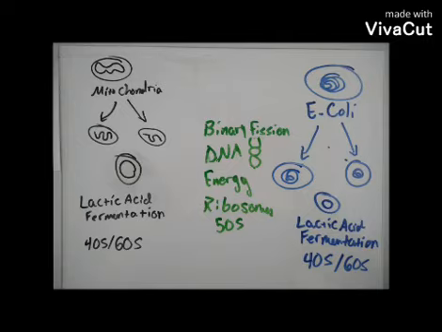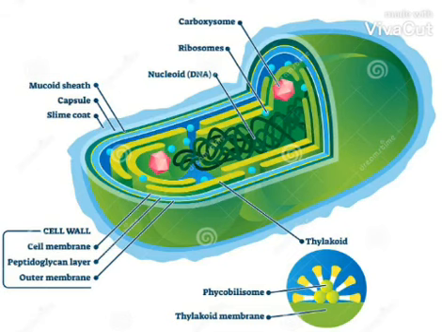There are also examples of bacteria that are capable of photosynthesis called cyanobacteria, and these bacteria act similarly to chloroplasts in that they are able to get all of the energy they require from the sun.